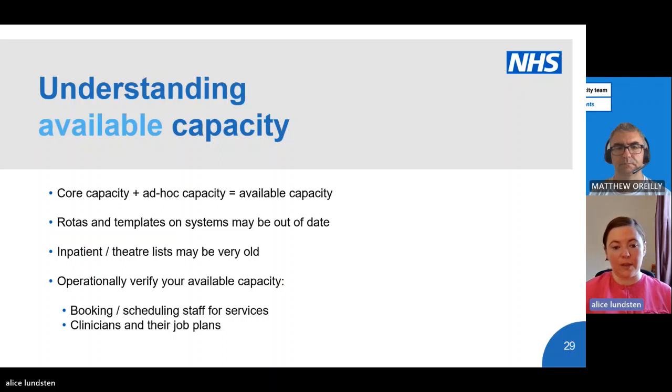So again, this is where things like talking to your booking staff and operational colleagues to really understand the reality is going to be very important. And then operationally verify what's happening. So make sure that it is reflecting what people are seeing on the ground. And digging into your capacity is one of those ones that often takes quite a long time.